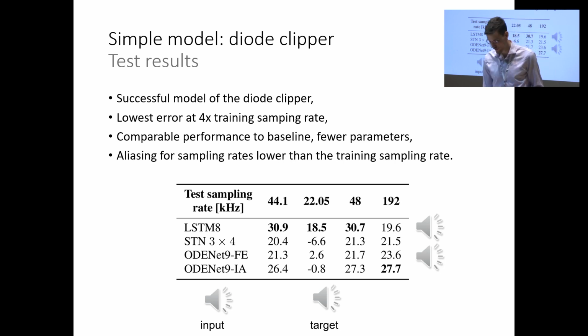So let's listen to a few audio examples. Here's the input to our model. So here's the desired output. And here is the output of the LSTM at 44.1. And the ODE-net 9 with the forward Euler scheme.